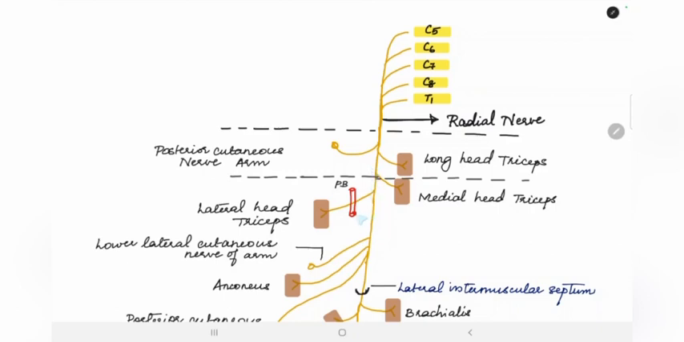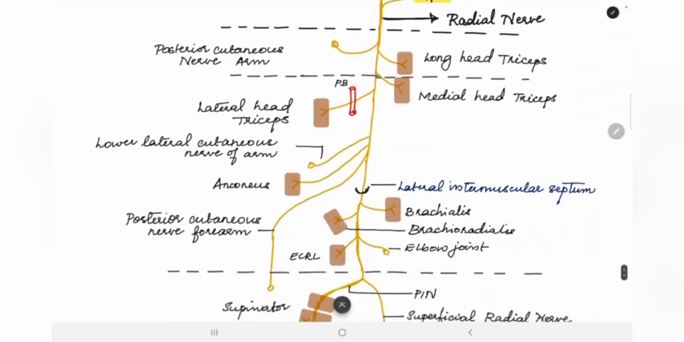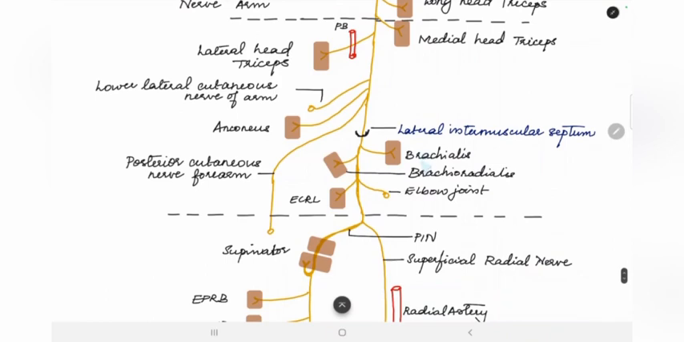Then it passes down into the arm, below the lower border of teres major, where it lies in association with the profunda brachii artery. Then it supplies the lateral head of triceps, and then gives off the lateral cutaneous nerve of the arm, the posterior cutaneous nerve of the forearm, and supplies the anconeus too. Then it pierces the lateral intermuscular septum and supplies the brachialis, brachioradialis, and extensor carpi radialis longus. It also gives an articular branch to the elbow joint.